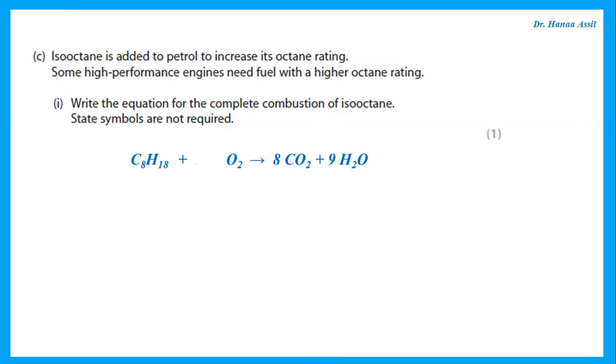Now how many oxygens total after the arrow? I have 2 times 8, 16, plus 9, 25. So that is 2 times 12.5.